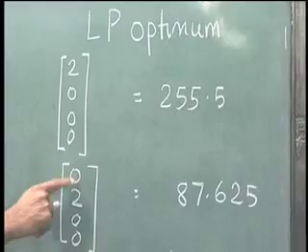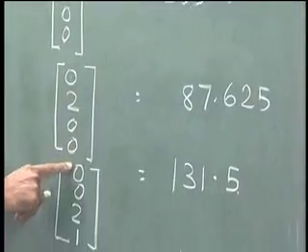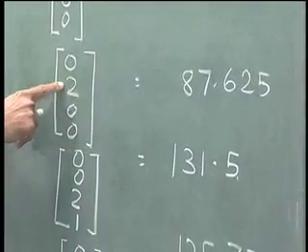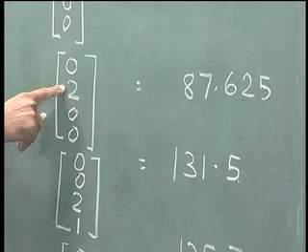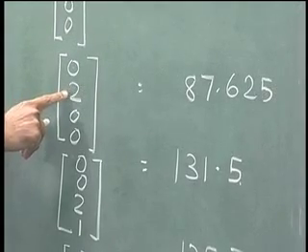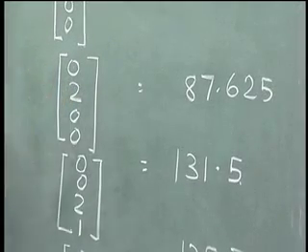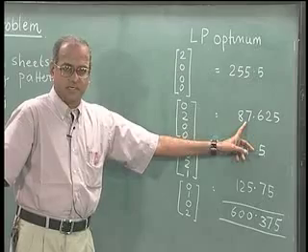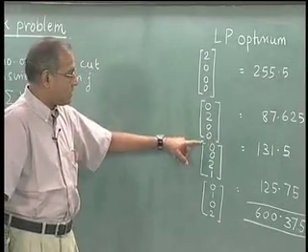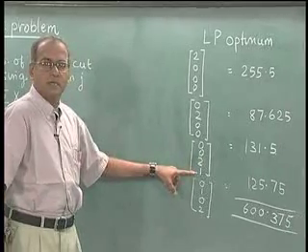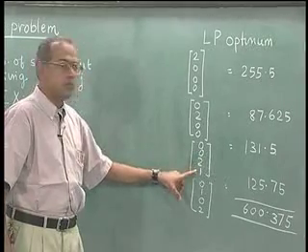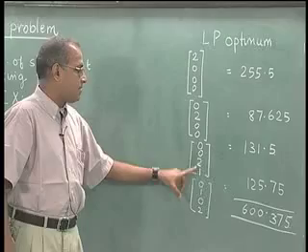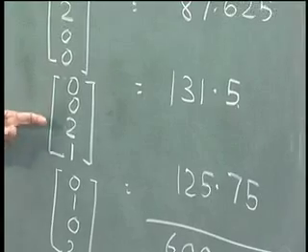Similarly, the pattern 0 2 0 0 is used, which means we cut only 8-inch sheets, 2 8-inch sheets from every 20-inch, and we do that with 87.625 number of sheets. Similarly, we use 0 0 2 1, which means we cut 2 into 7 plus 1 into 6 and use up all the 20, waste is equal to 0 in this case.